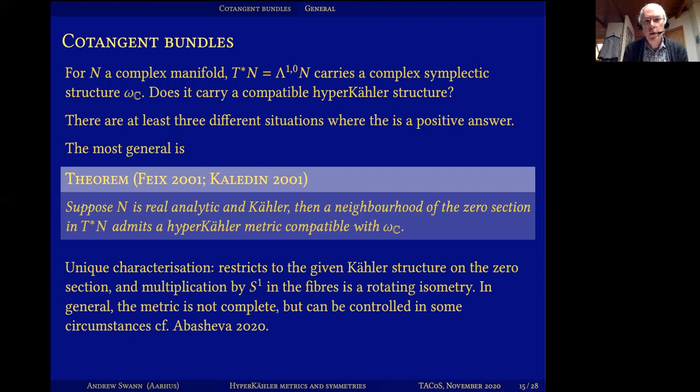It has the property that when you restrict it to the zero section, it gives the original Kähler structure on N. And if you look at the circle action, that is multiplication in the fiber, rotating the complex symplectic form, then this is actually an isometry of the hyperkähler metric, and it's an isometry of the rotating type.